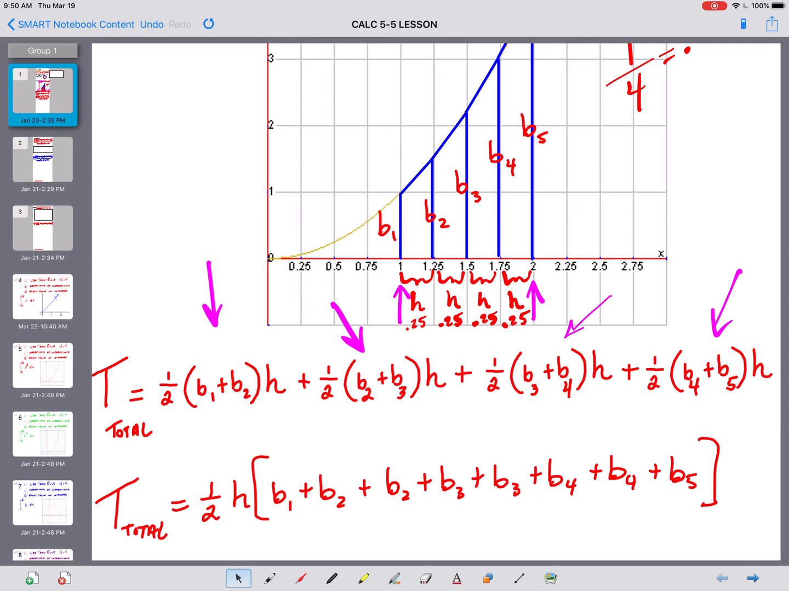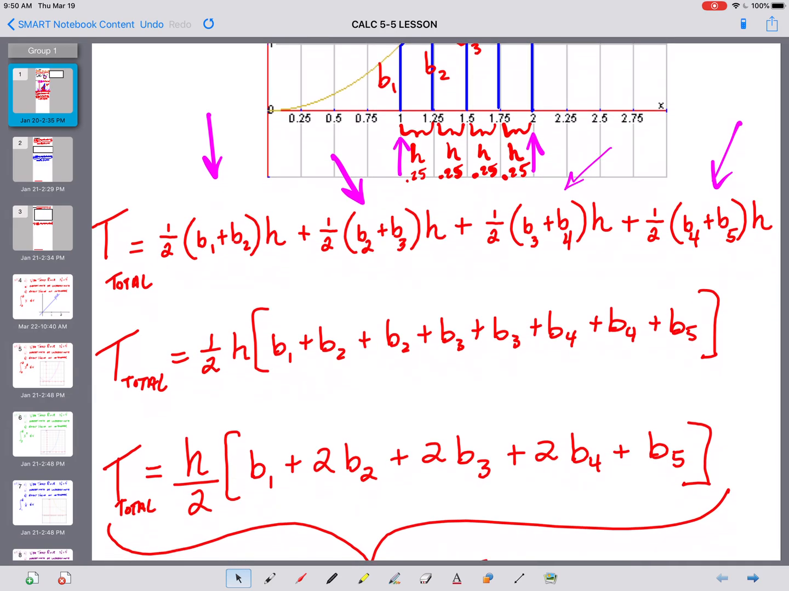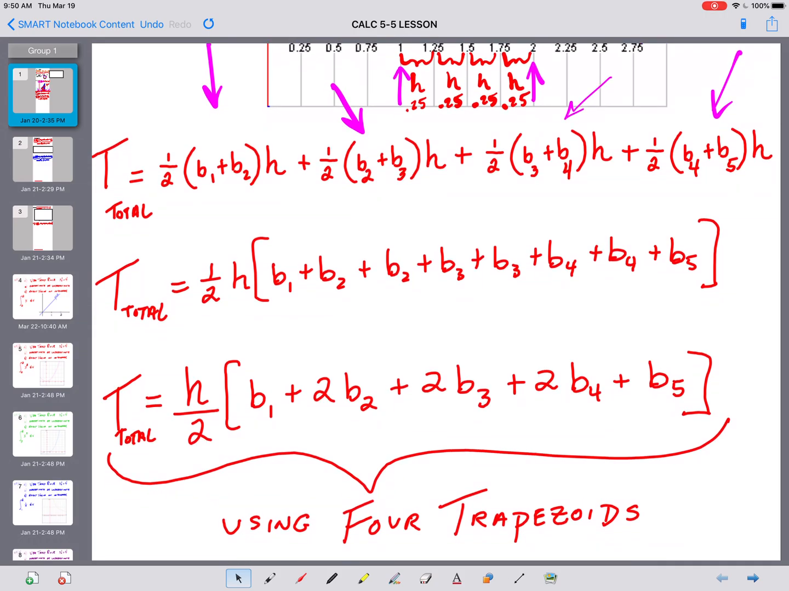We add all of those up. Now notice there's one base 1 in there, and there's one base 5 in there, but all the other bases, there are 2 of them. So here's our formula for 4 trapezoids. You might want to write that one down. h over 2 times parentheses, all of those added up: 1 base 1, 1 base 5, and then 2 of all the others.